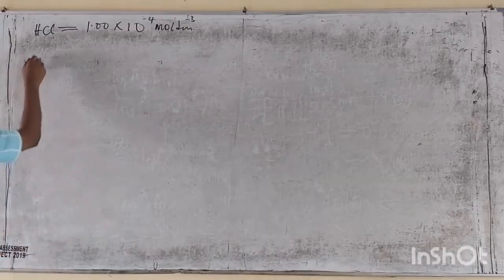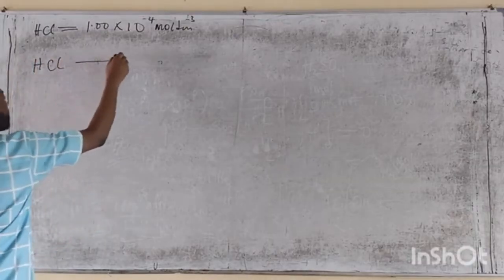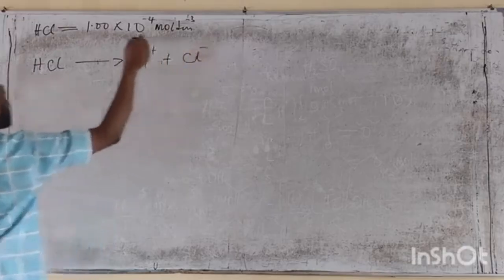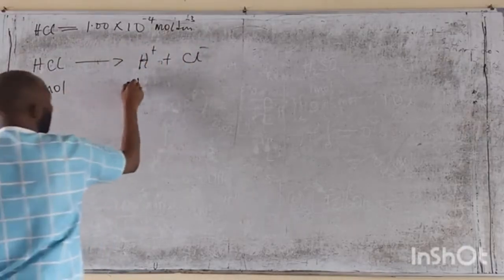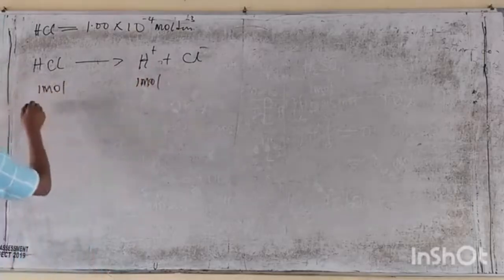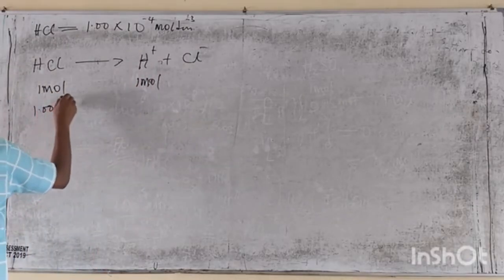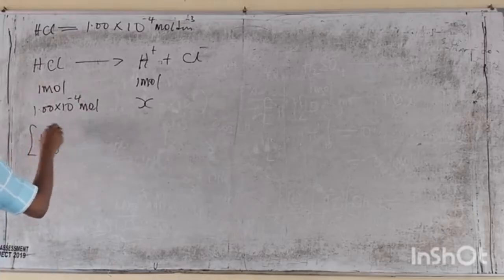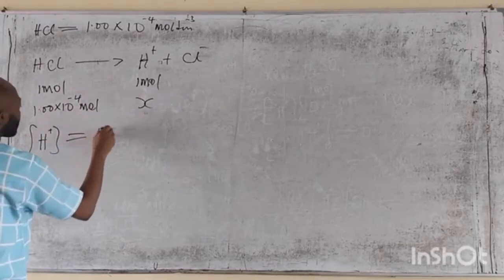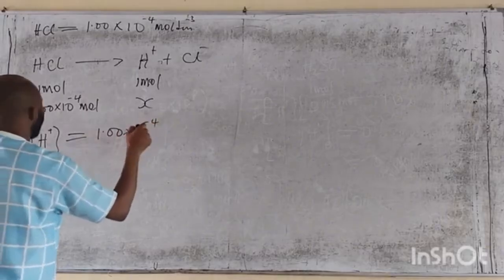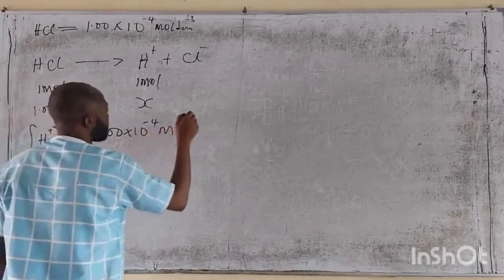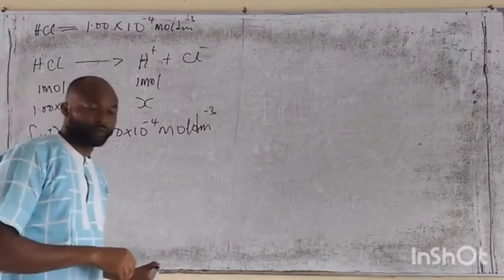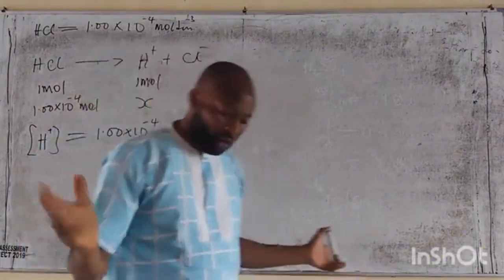So we come down here, we have HCl. If it's ionized, we have H plus and Cl negative. 1 mole of this gives us 1 mole of hydrogen ion. Now I have 1.00 times 10 raised to the power minus 4 mole, which will give me X. So my hydrogen ion concentration is this times this, which is 1.00 times 10 raised to the minus 4 mole per dm cube. So now I have my hydrogen ion concentration.